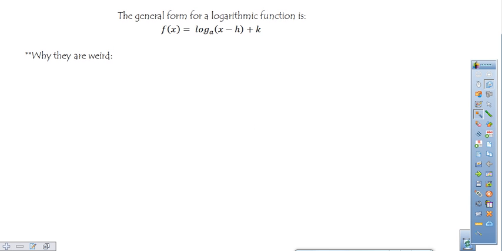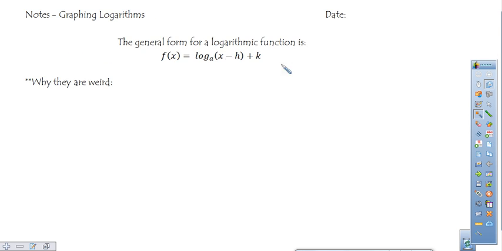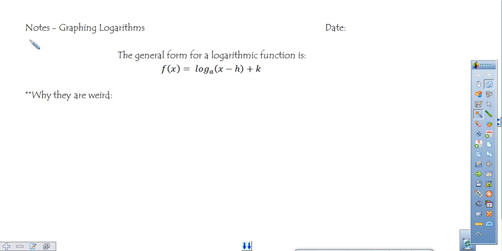Whoa, where did my thing go? There it is. Alright, notes on graphing logarithms.